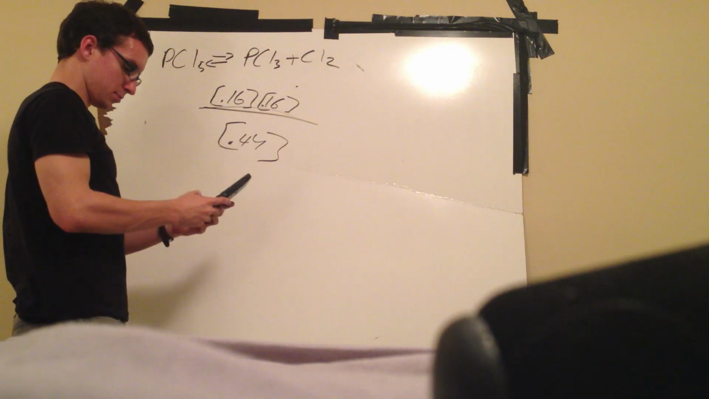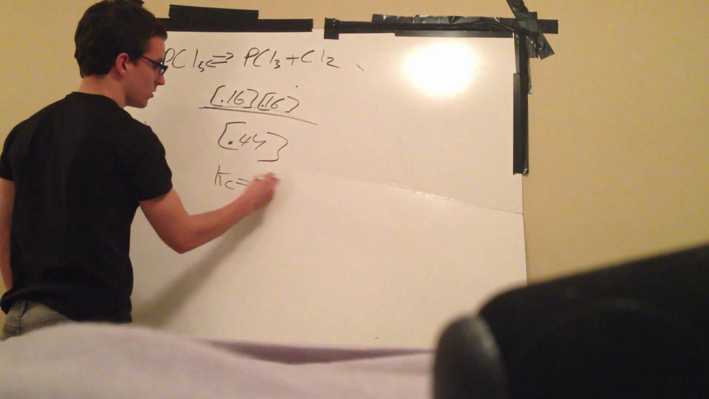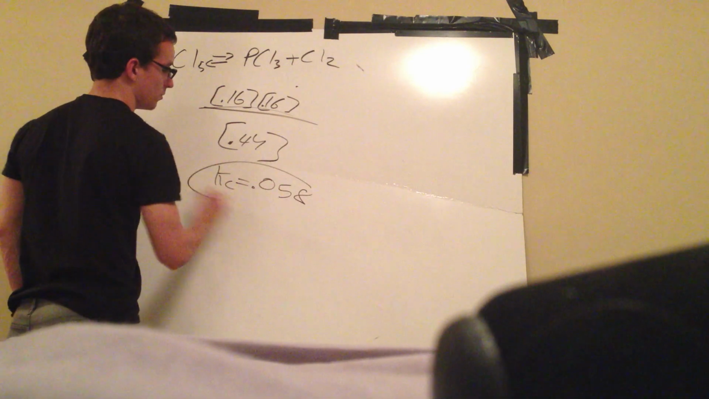Let's do the math on that one. 0.16 times 0.16 is 0.0256, divided by 0.44 is 0.058, and that is correct. So Kc equals 0.058. Boom, no big deal.